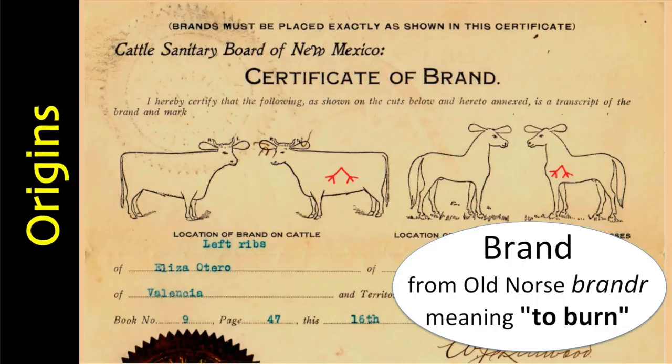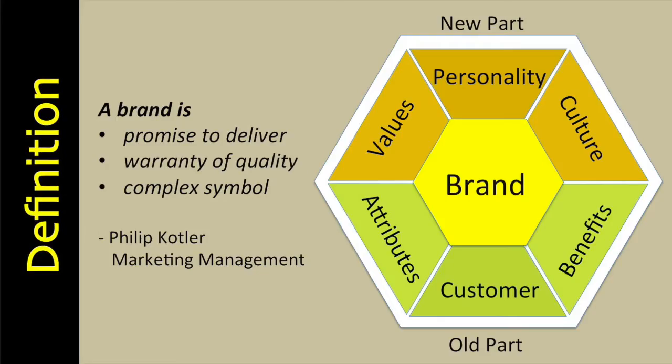Value of a cow could come from the breed of a cow and how it was fed to determine the quality of the meat. Cattle were branded using a hot iron to leave a mark on the hide of the animal. Today, we try to burn our brands into the brains of consumers. According to Philip Kotler, a brand is essentially a seller's promise to deliver a specific set of features, benefits, and services consistently to the buyer.